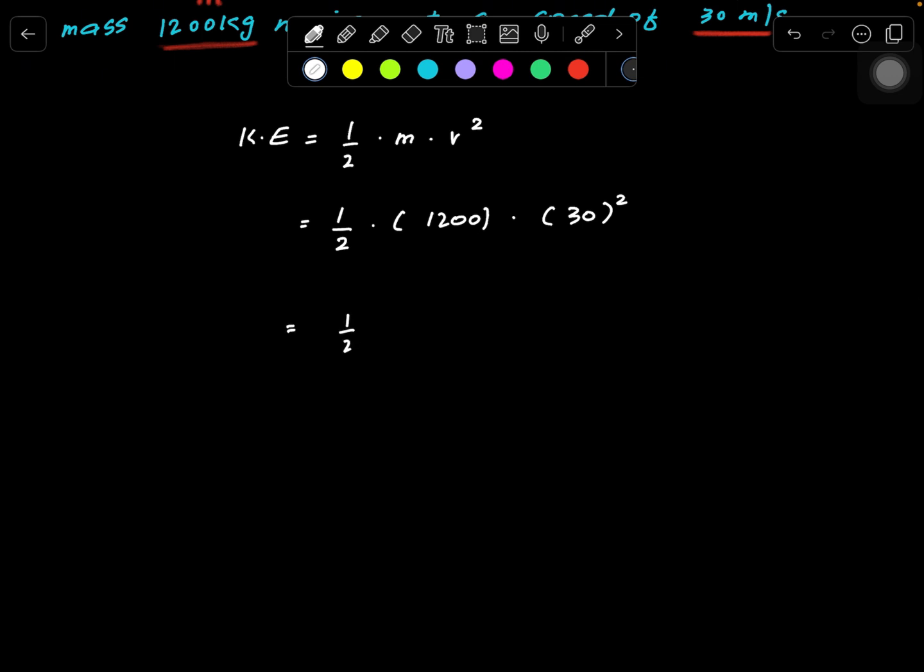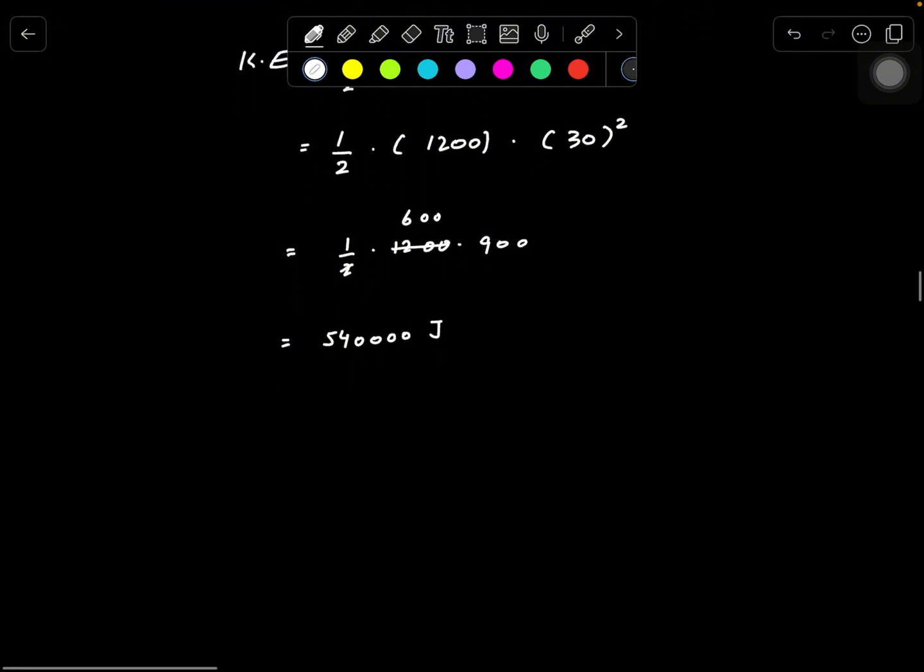So 1/2 times 1200 times 900. Do 1 times, do 6 times 12, 0, 0, 6, 9 times 54, and 4 zeros. And the unit here is joules. And since there are a lot of zeros here, for simplification, we can use the prefix kilo for these 3 zeros. 540 kilojoules.